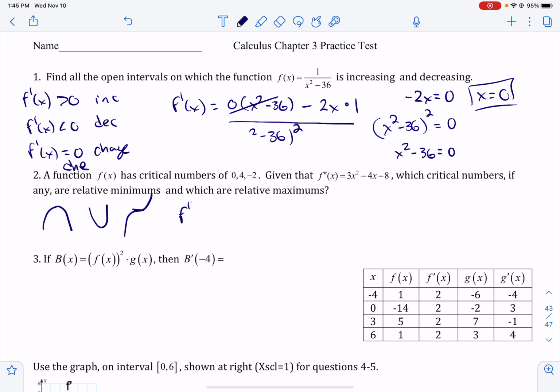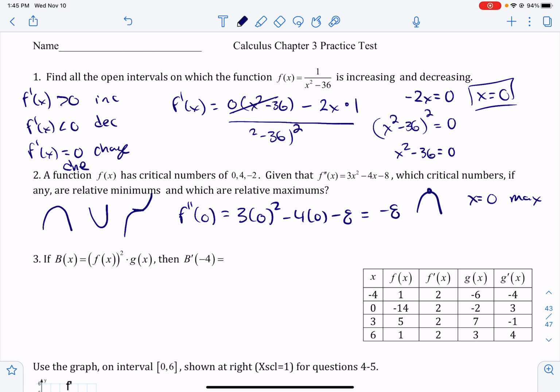So if I take the second derivative at 0 and I plug it in, 3 times 0 squared minus 4 times 0 minus 8. That gives me what? Negative 8. So my second derivative at the point 0 is negative. That tells me my original function is concave down. If your second derivative is negative, you're concave down, which means that this point up here is a maximum. So x equals 0 gives me a maximum.